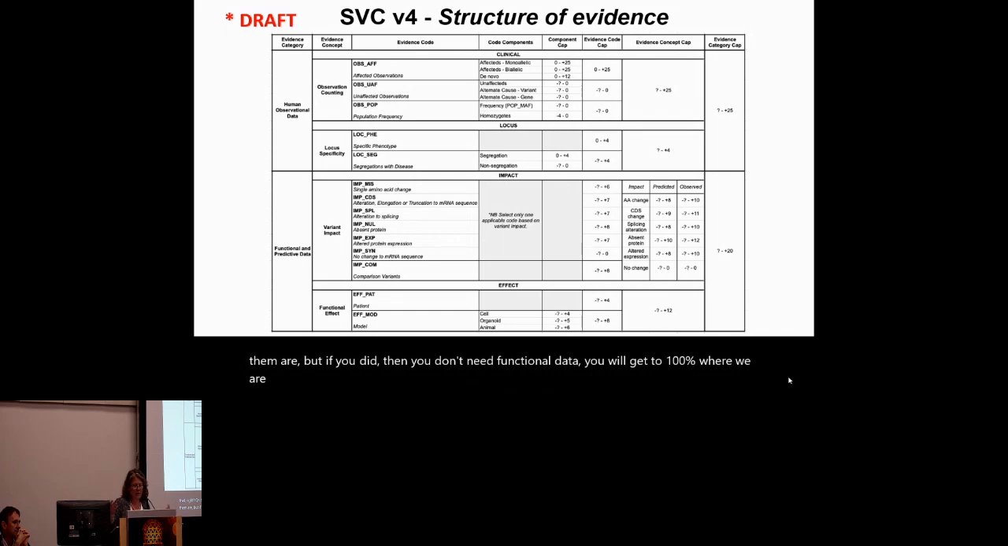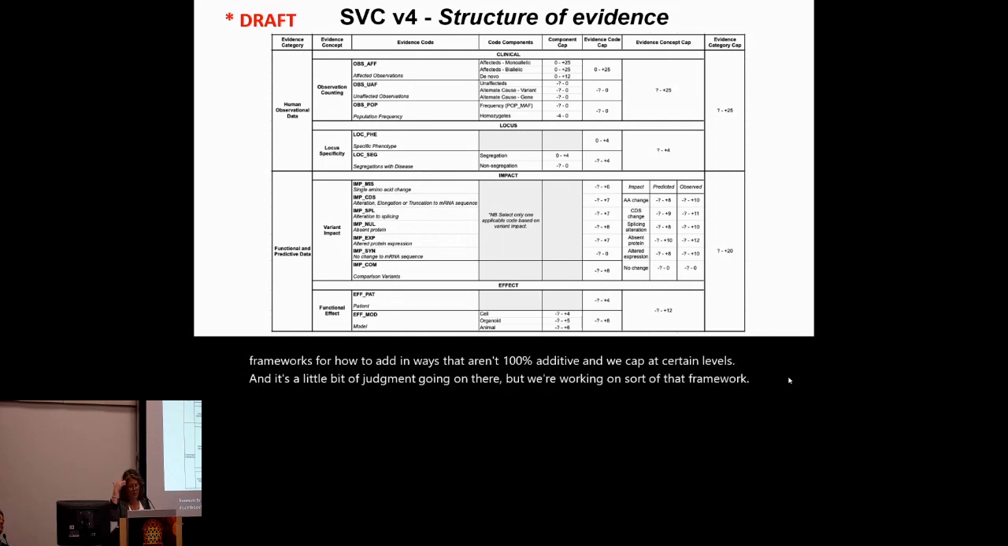Where we are with most genes and variants is that neither is 100%, and you are having to combine them, but there is some overlap. One's predicting and one's showing you experimental data. Neither is perfect. Combining, they add value to each other, but there is some overlap. And so we're coming up with frameworks for how to add in ways that aren't 100% additive. We cap at certain levels, and it's a little bit of judgment going on there, but we're working on that framework.